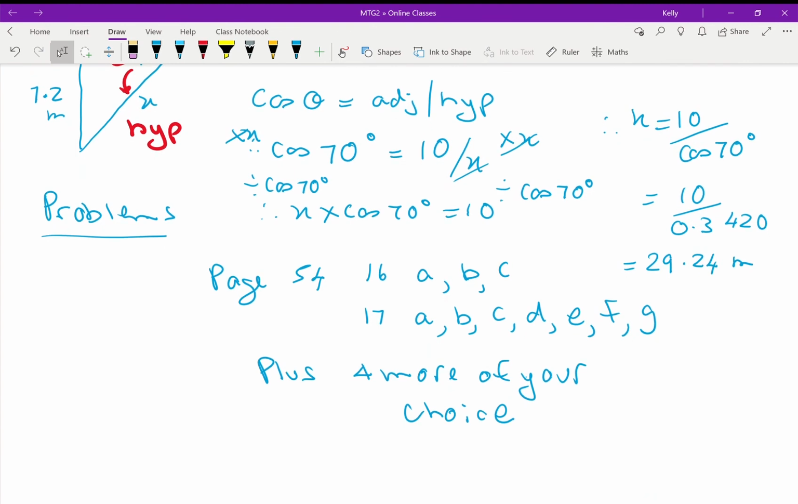So there are some problems there out of the book. This is your John Short book, page 54. If you can work your way through those problems, the answers are in the back section of the book. And when you finish that, could you just try 4 more of your own choice, ones that you mightn't understand as well, so that you can get a better understanding of the trig ratios. Thank you.